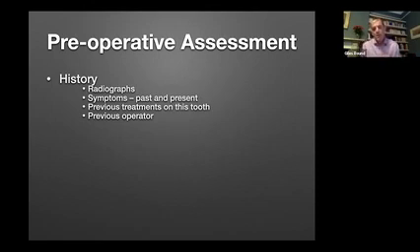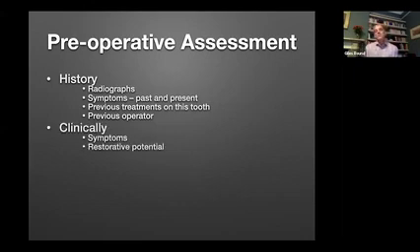Obviously then when their patients come in, we kind of know what's wrong. And then clinically, look at the symptoms, look at the restorative potential. This is something you need to look at absolutely at the start. And we talked a little bit about the perio. Use that perio probe all the way around the tooth, more than 4 points all the way around.